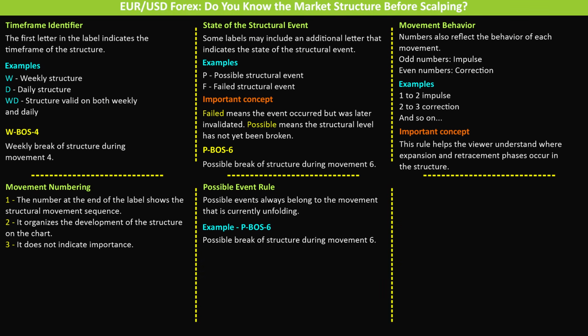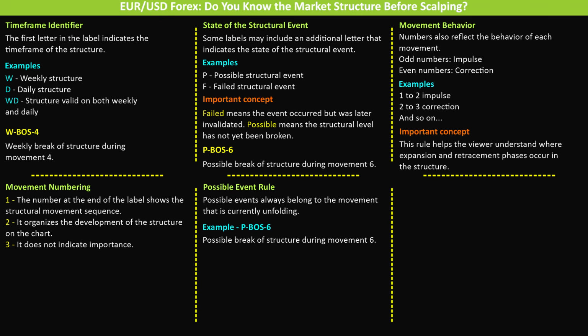Before we begin the chart study, a quick note about the annotations you will see on the chart. The letters indicate the time frame and the state of the structure. W refers to the weekly structure, and D refers to the daily structure. The letter P marks a possible event, meaning a level where a structural event could occur, and F marks a failed event. The numbers organize the sequence of movements and represent key structural points such as low 1, high 2, higher low 3, and higher high 4. Within the ComLucro framework, every structural event is tied to these levels.